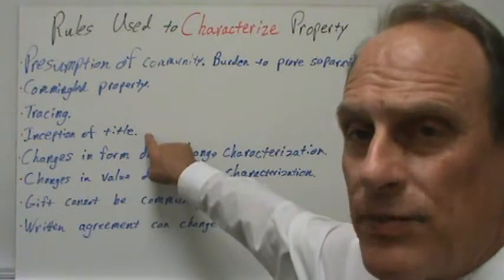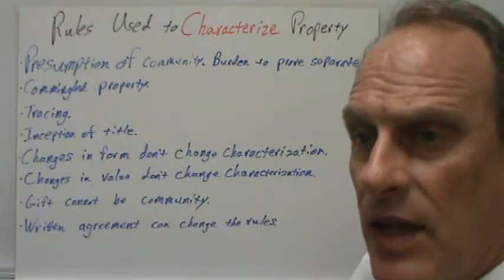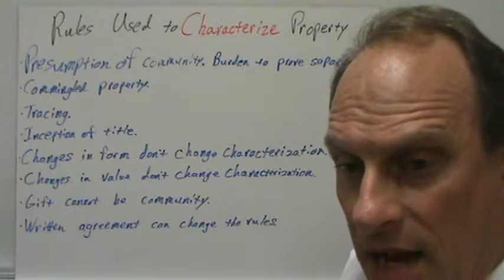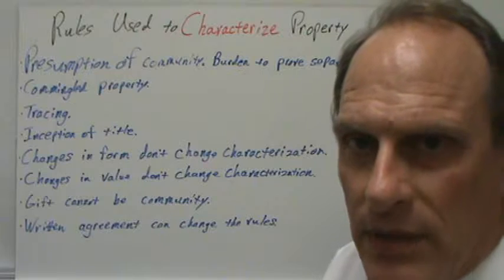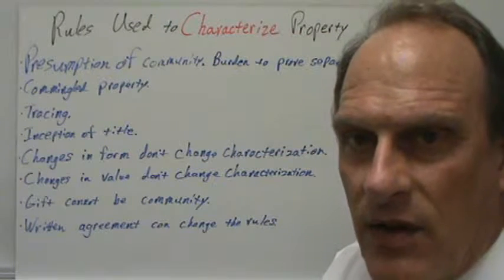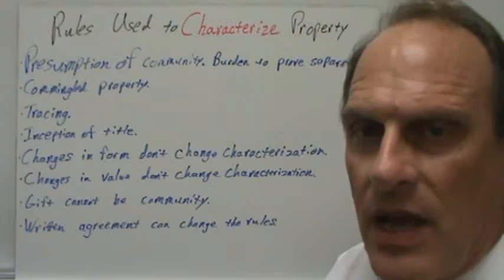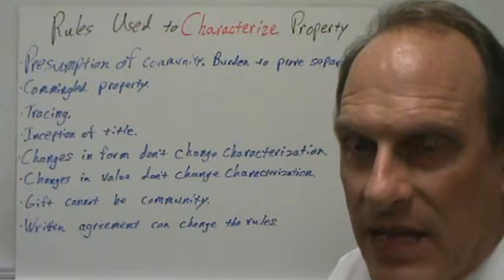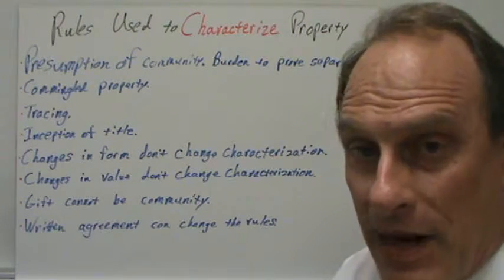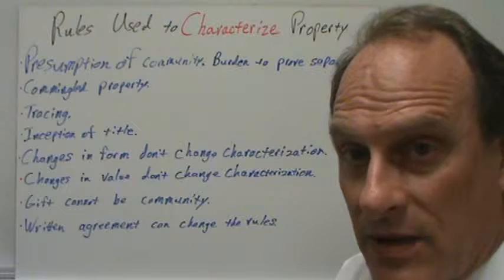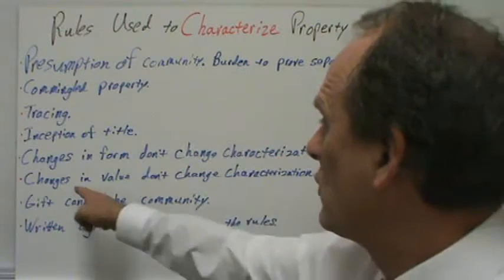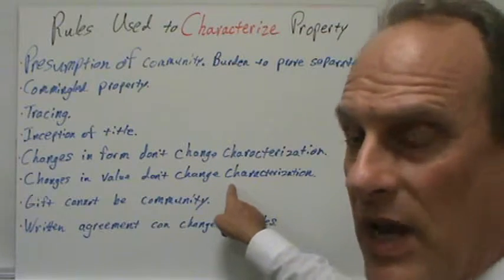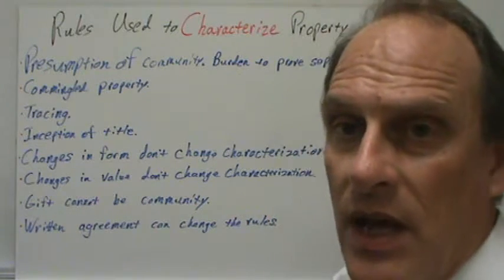This inception of title is saying that we use the time of when someone becomes the owner, when they take title of property. That's the operative date for characterizing property as separate or community at that time. Were they married at that time or were they not married at that time? So that's what we're talking about, inception of title, looking at that date. Changes in the value doesn't change characterization.